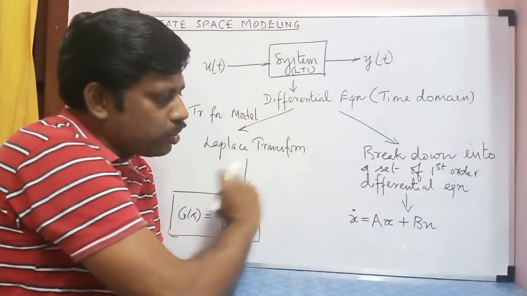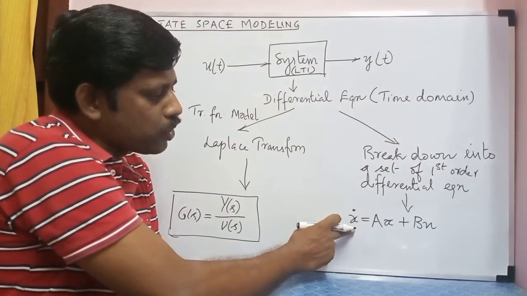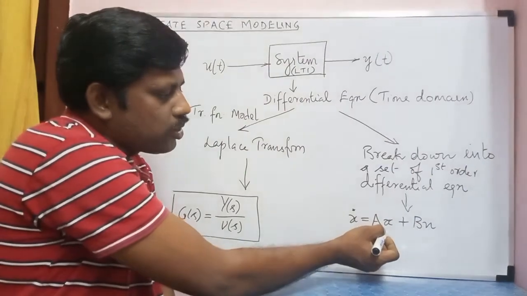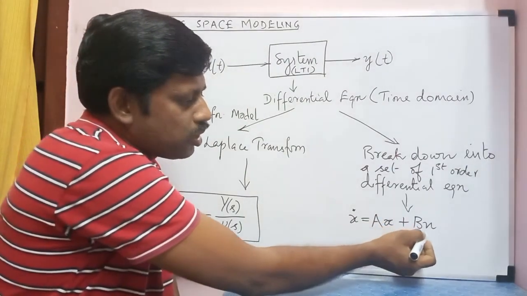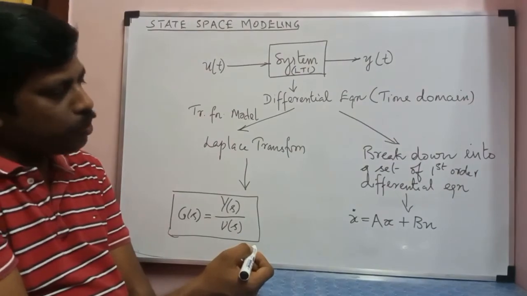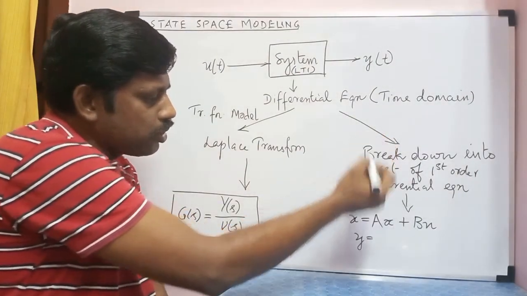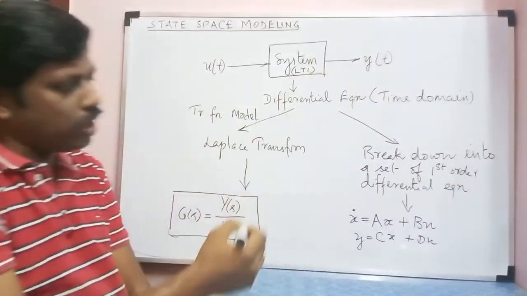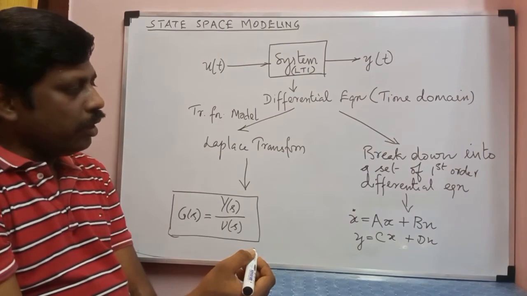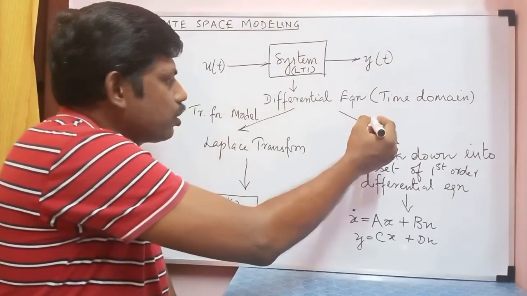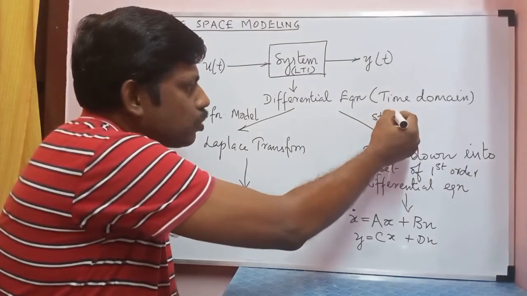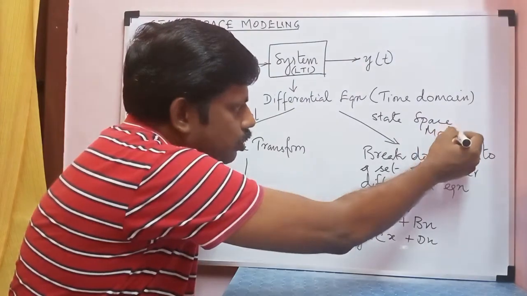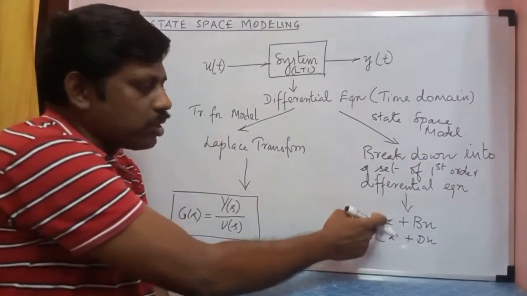I call them state variables, and I am going to get an equation in this form, x dot is equal to Ax plus Bu, where x is a vector of state variables, u is a vector of inputs, and y is an output vector, Cx plus Du. Okay, so I am going to get this. So this model I am calling the state space model, because this model uses the state variables.